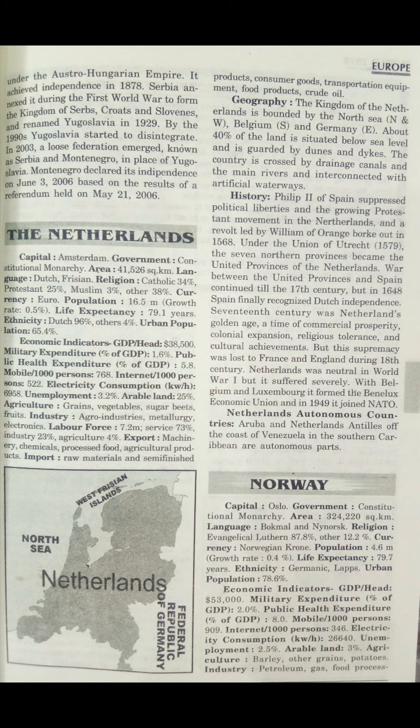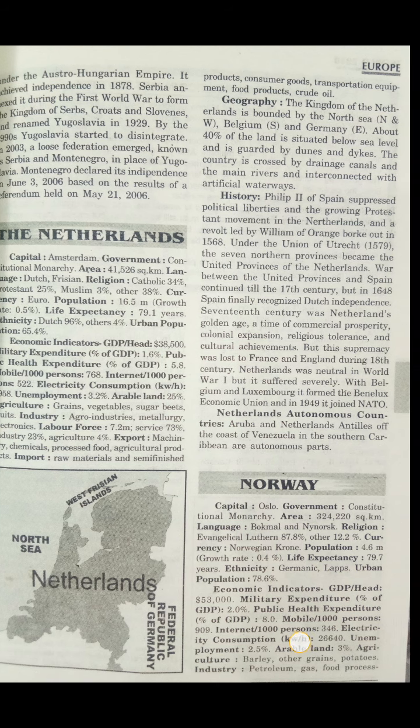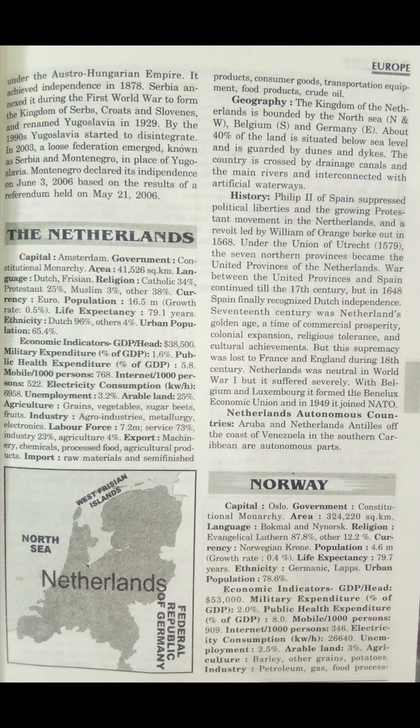The next country is Norway. Capital is Oslo. Government is constitutional monarchy. Area is 324,220 square kilometers. Language: Bokmal and Nynorsk. Religion: Evangelical Lutheran 87.8%, other 12.2%. Currency: Norwegian krone. Life expectancy: 79.7 years. Ethnicity: Germanic, Lapps. Urban population 78.6%.